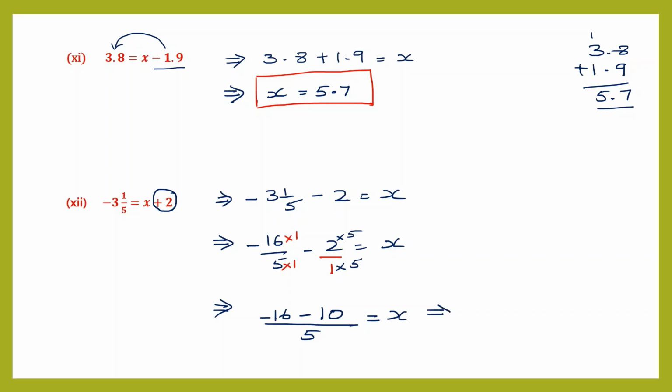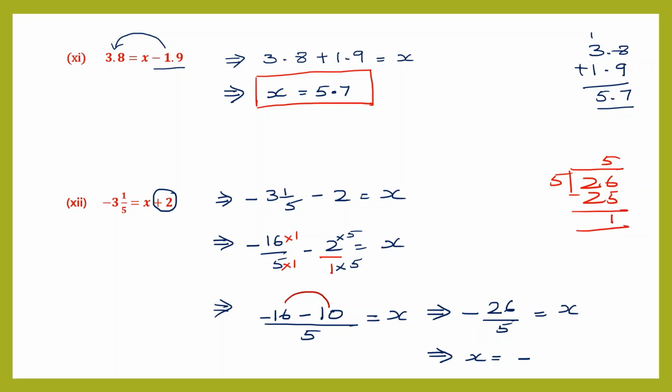So now let's simplify this. Minus 16 minus 10, signs are the same. Put the same sign, minus, and add 16 plus 10 is 26. Minus 26 by 5 is equal to x. Now we can convert 26 by 5 to a mixed number. 5 5s are 25, remainder 1. So my mixed number is 5 1 by 5. So my value of x is minus 5 1 by 5. Final answer.